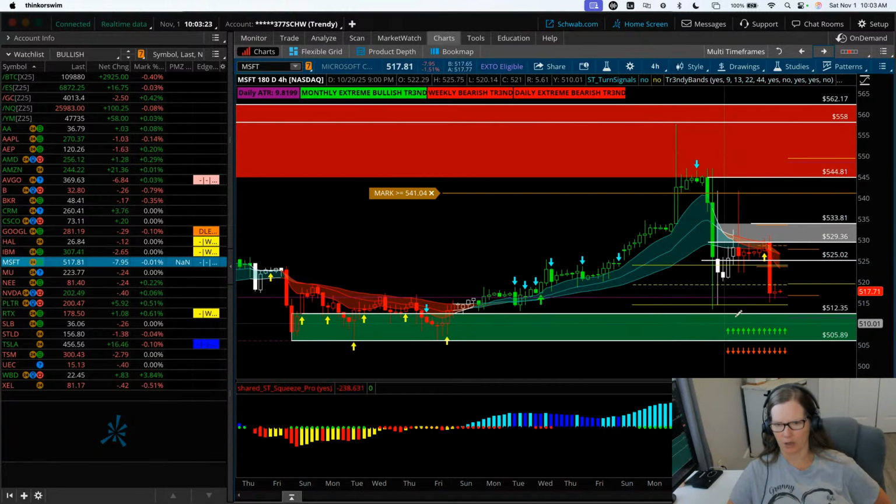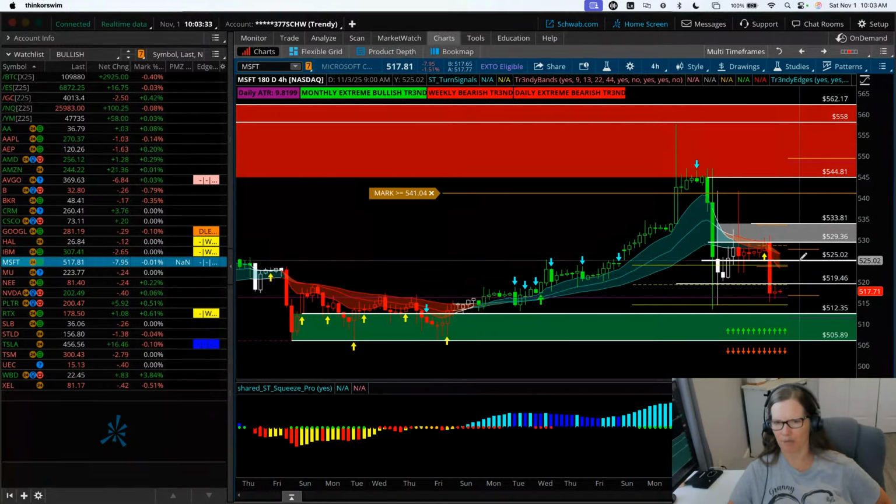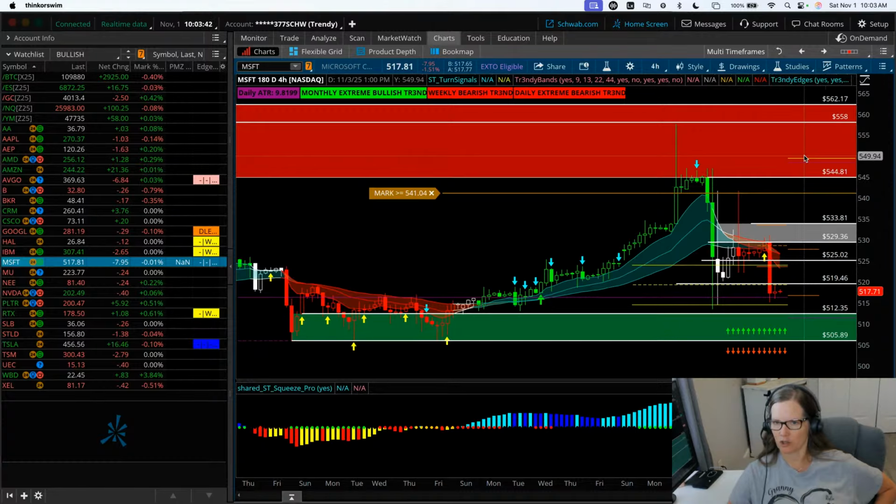So let me show you what that looks like. Either one of two ways. Either Microsoft can reclaim 519.46, then I'm playing it up to 525.02, 529.36, by 533.81, and eventually back up here to this sell zone.